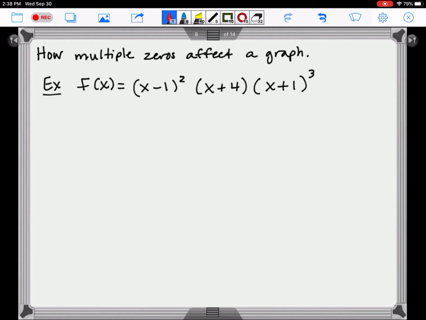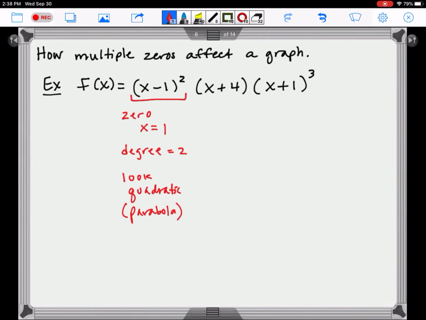So when I look at, say, this x minus 1 quantity squared, the zero would be x equals 1. So what that means is at x equals 1, there is a degree of 2. Well, if it's a degree of 2, that is a parabola. So at x equals 1, it's going to look quadratic. I'll put parabola in parentheses there. It's going to look like a parabola at that zero, x equals 1.